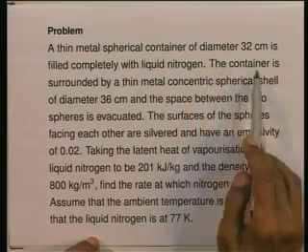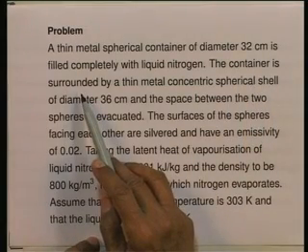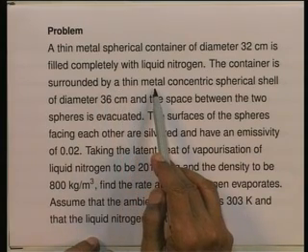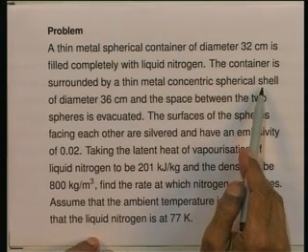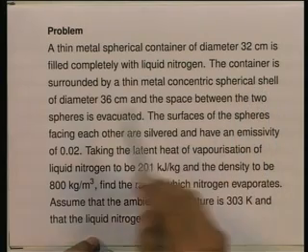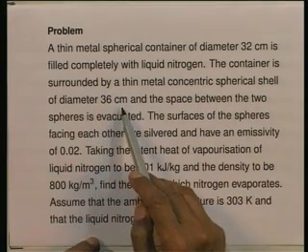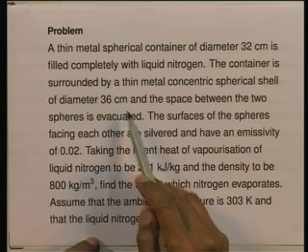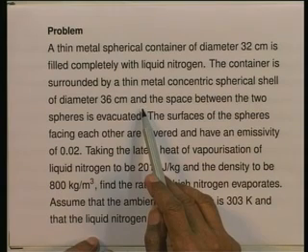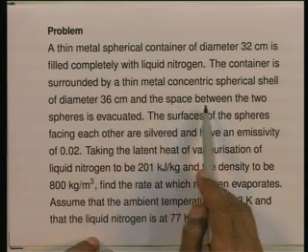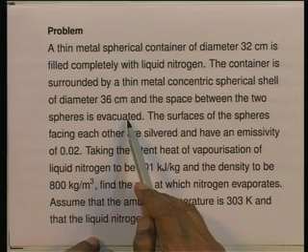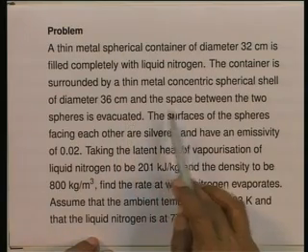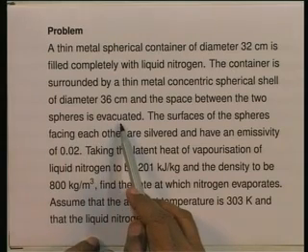Full stop. The container is surrounded by a thin metal concentric spherical shell of diameter 36 centimeters, and the space between the two spheres is evacuated.